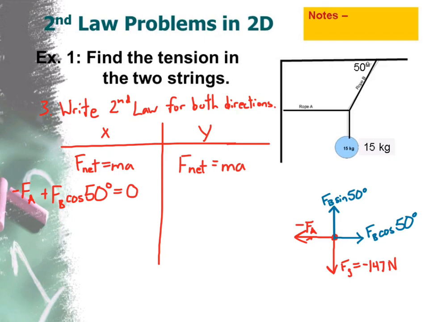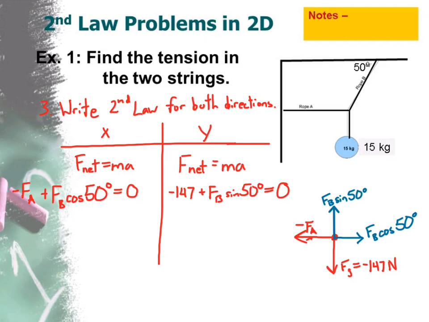Now let's turn our attention to the y direction. These forces right here. And the sum of those forces, negative 147 plus F sub B sine 50 degrees equals the acceleration, the change in velocity of this ball in the y direction. Well, is this ball changing velocity up or down? No, it's not. It is staying still. So my acceleration in the y direction is 0.